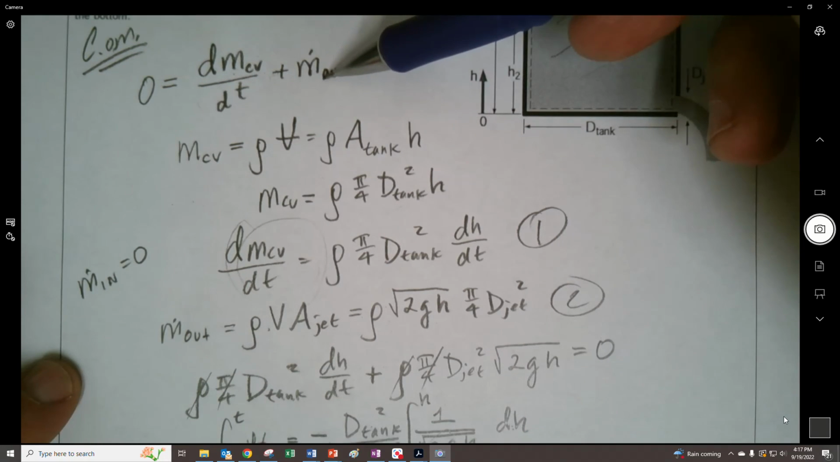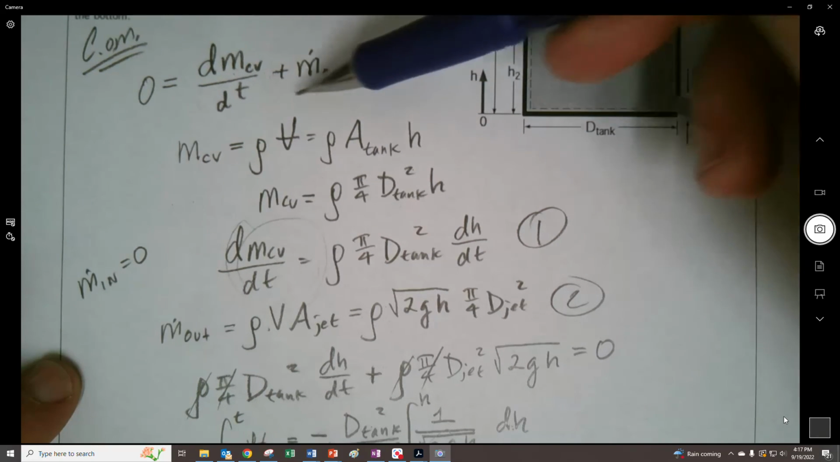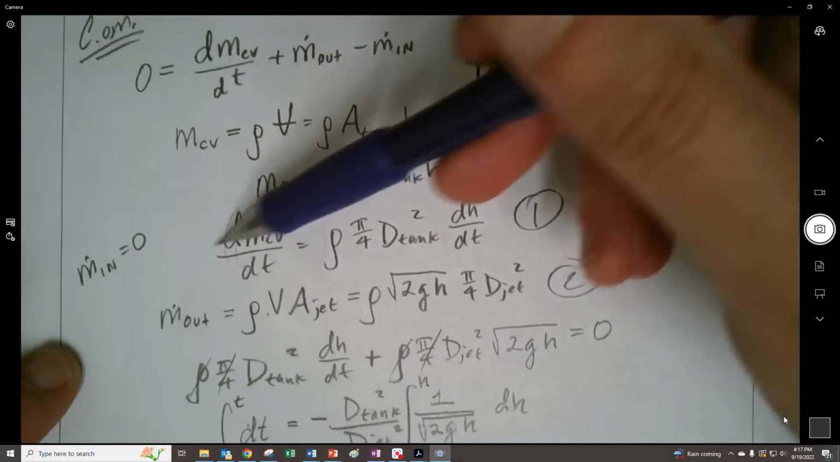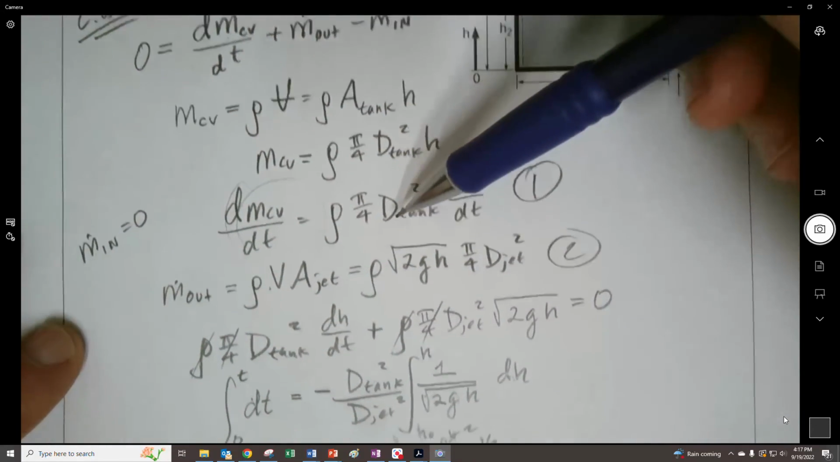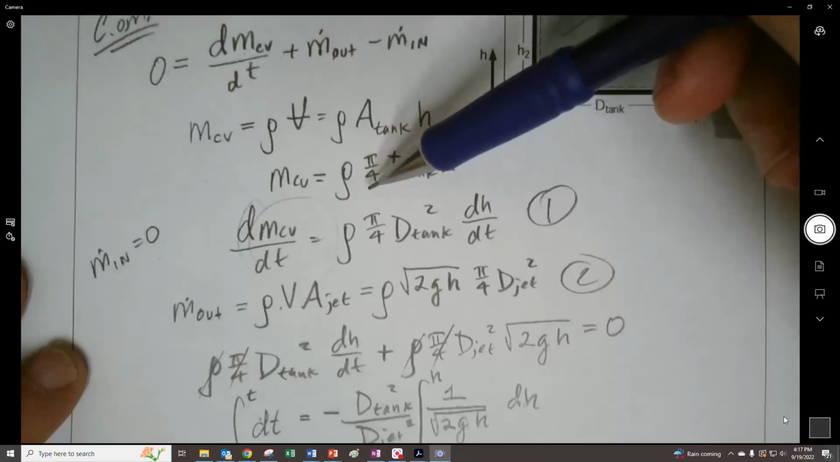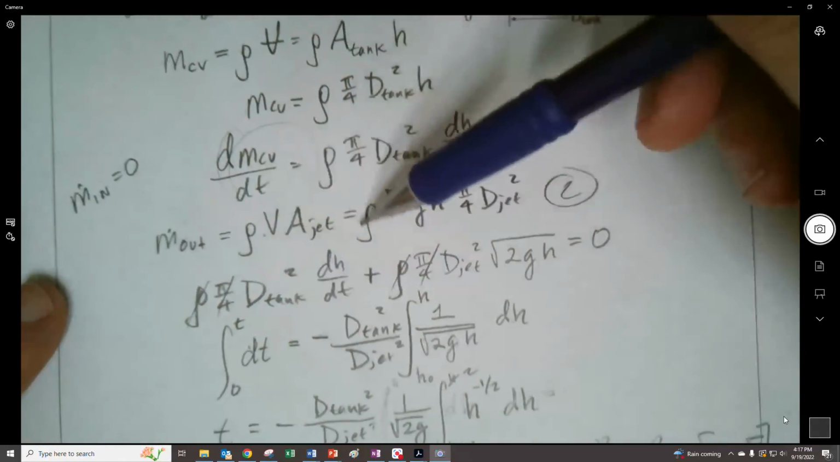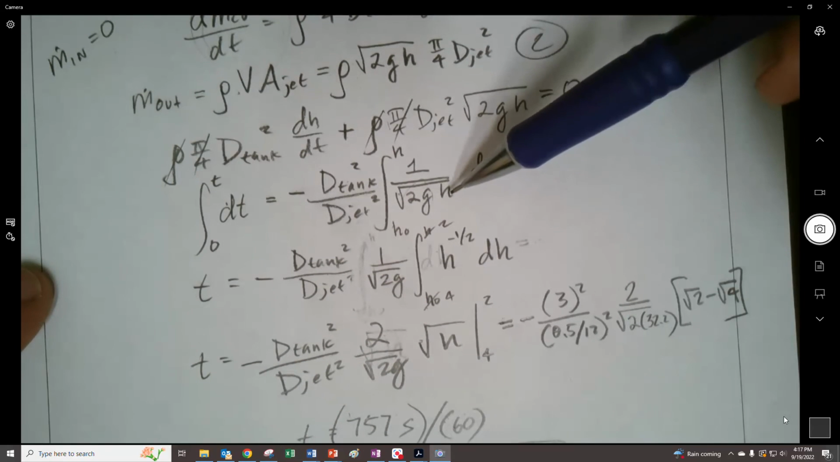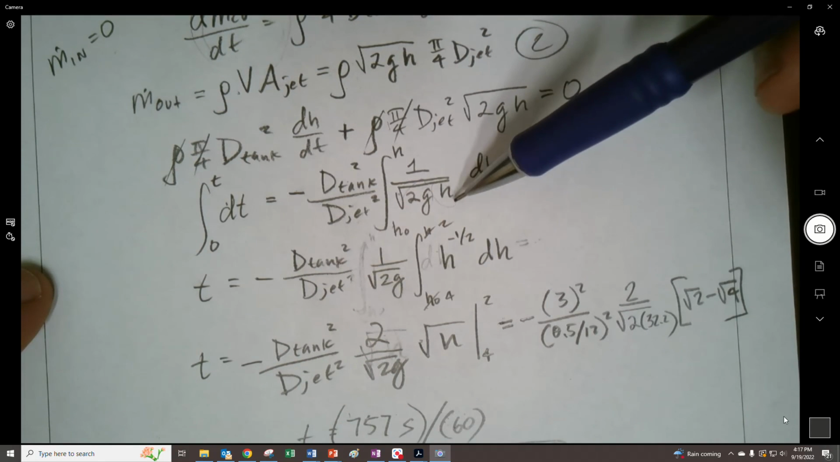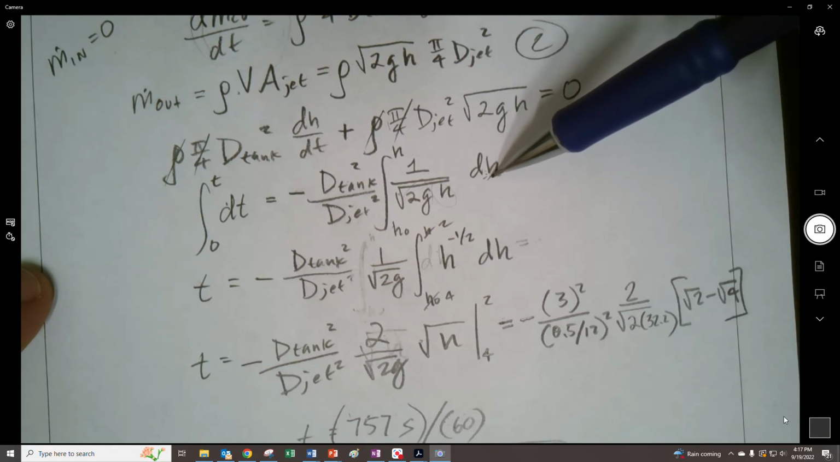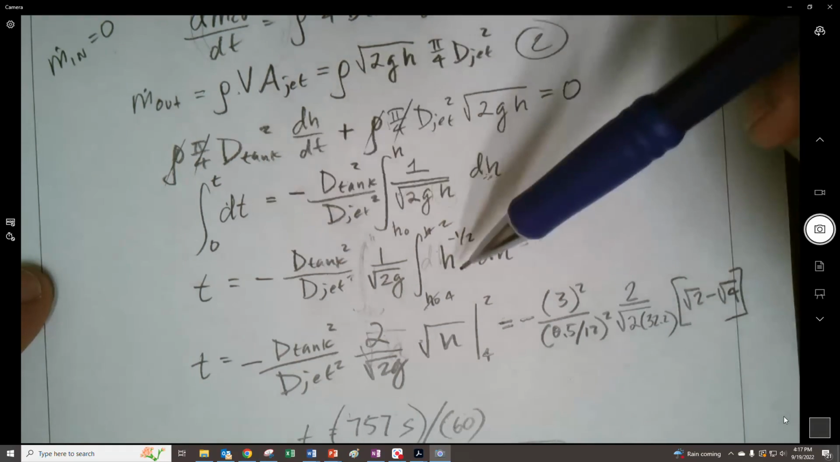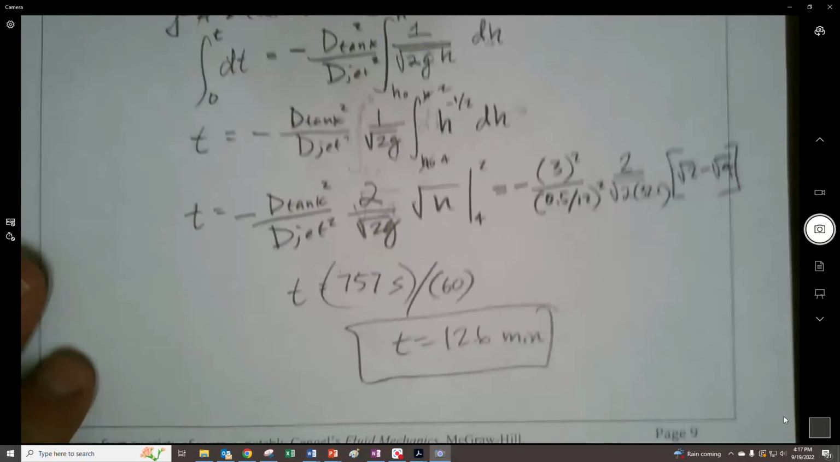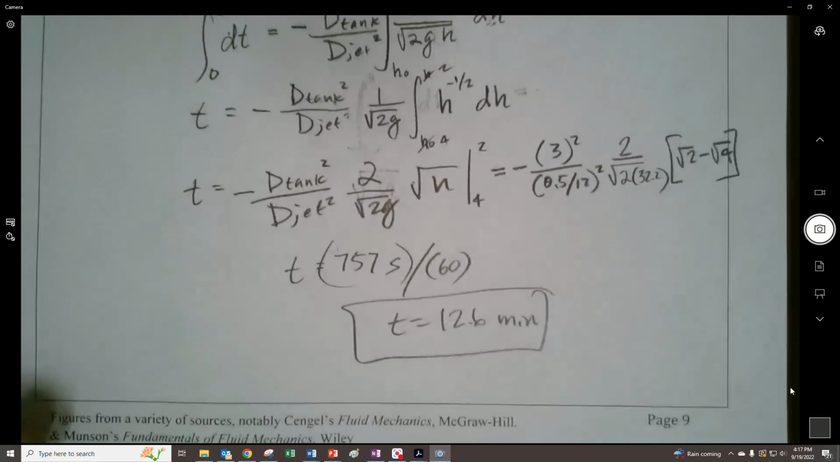And then we have mass coming out. We could have mass coming in, but we don't. So we set that equal to 0. We establish with that we could get the densities to cancel out down here. And we're rewriting this thing, and we want to move it around so we get it as a function of height. We know that that's changing with time, and so we're able to integrate and be able to find the time. So that was an example from Cengel.